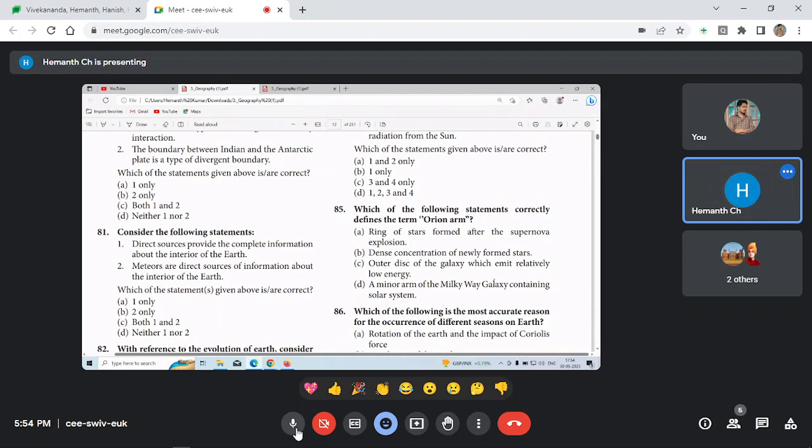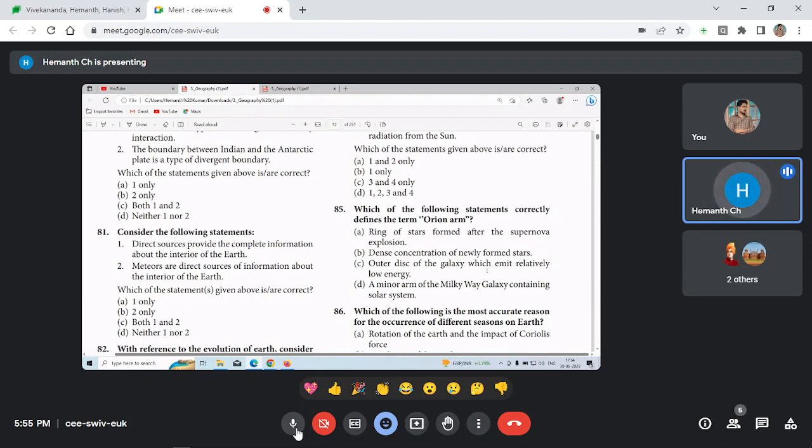85. Ring of stars formed after supernova explosion. Correctly defines the term Orion arm. Ring of stars formed after the supernova explosion, dense concentration of newly formed stars, outer disk of galaxy which emits relatively lower energy, a minor arm of Milky Way galaxy containing solar system.